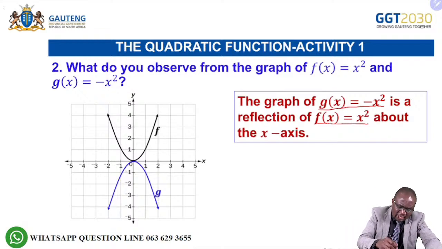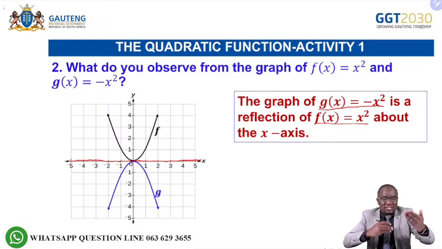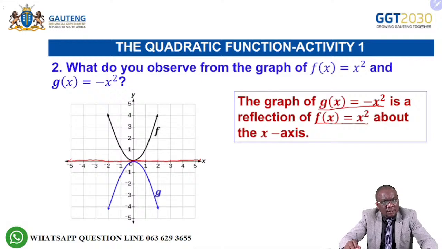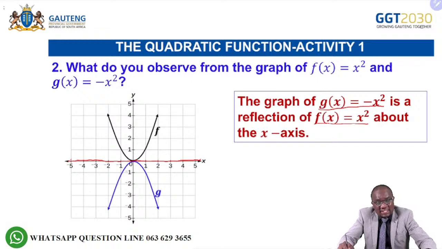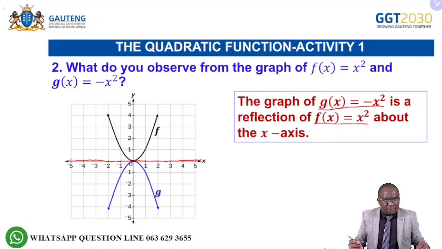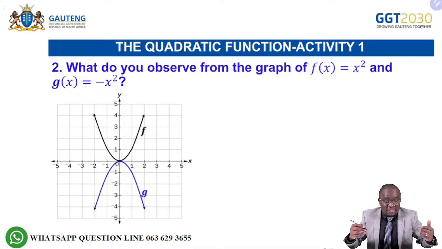Okay, so this line, the x-axis, is the mirror, and then the graph of f is reflected about the x-axis to give us the graph of g of x. You see that? It's a reflection about what? About the x-axis. Don't forget that. f of x is equal to x squared. If g of x is equal to -x squared, it's a reflection about the x-axis. Okay? It's very, very important. Right, because there's a reflection about the y-axis, we're going to talk about that one later, not now.